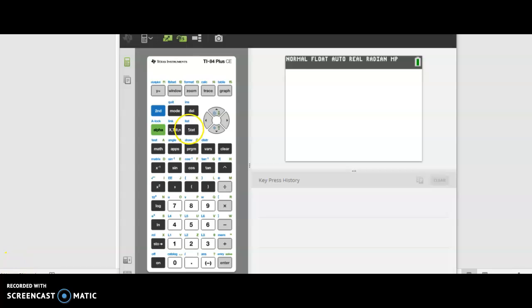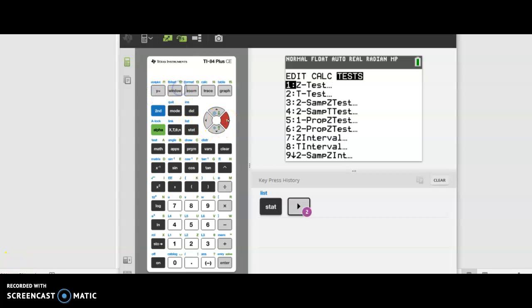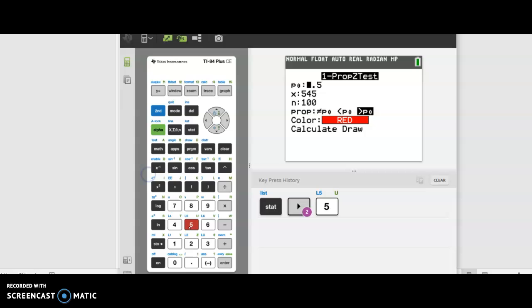In the calculator, you can go ahead and press stat, go over to test, and then press option 5, which is our prop Z test. Our p-value is 0.5 in this problem, and x is given to us as 545, which is our 54%. The n value in this problem is 1009, because that's our sample, right?